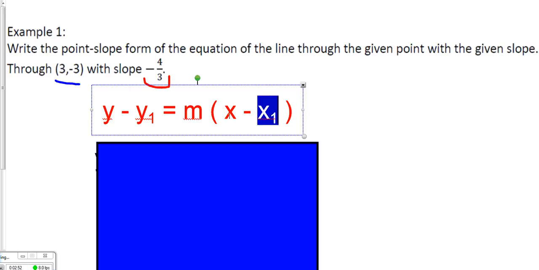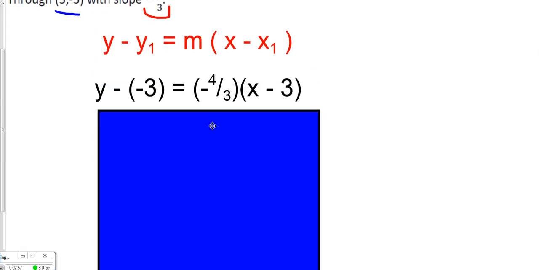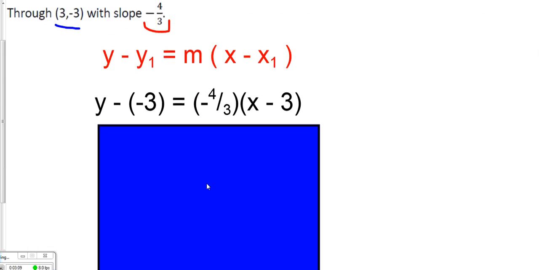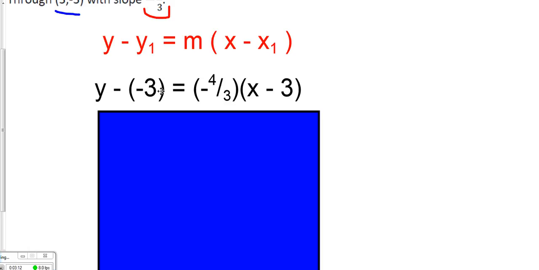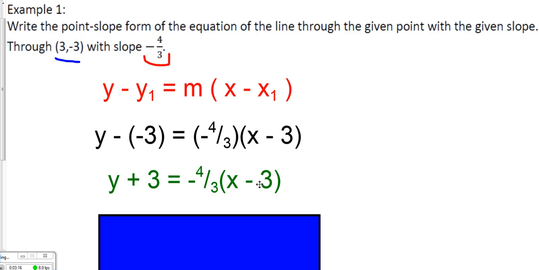This y and this x stay as they are. Those are our variable ones. So we simply just plug everything in. y1 became this negative 3, x1 became this positive 3, m became this negative 4/3. We're going to simplify that out a little bit. y minus negative 3 is the same as saying y plus 3. And then we have the slope on the outside, this negative 4/3, which is being multiplied by everything inside here, x minus 3. So this is a point-slope form of the equation.